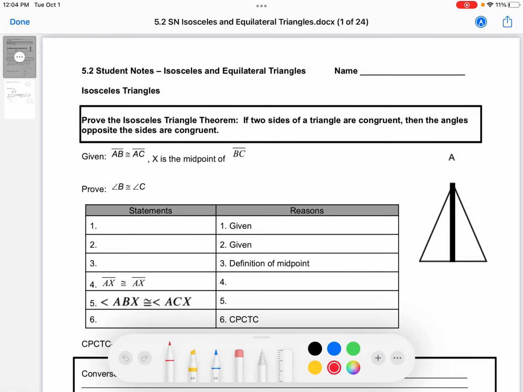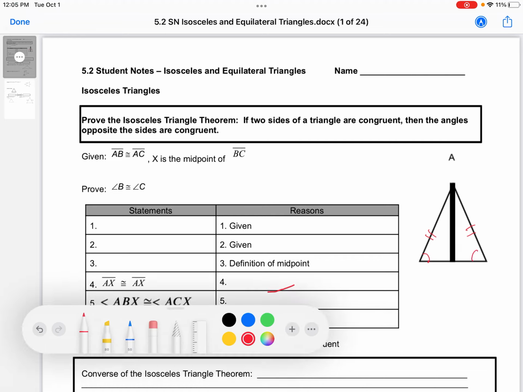Isosceles and equilateral triangles. Okay, so isosceles triangles: the isosceles triangle theorem. If two sides of a triangle are congruent, then the angles opposite those sides are congruent. Meaning, if two sides are congruent, like if these two sides equal each other, then that means this angle is congruent to that angle.